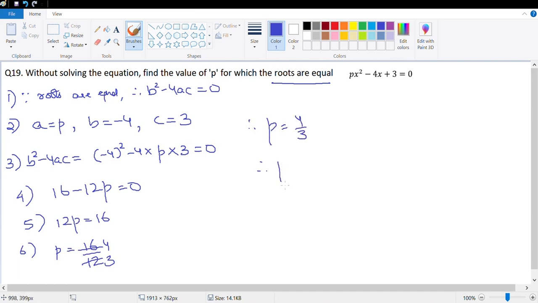If you want, you should write it always in the mixed fraction. So that's 1 and 1 upon 3. So that's the value of p for which the given quadratic equation will have real and equal roots. Perfect. That brings me to an end of this exercise as well as this video.